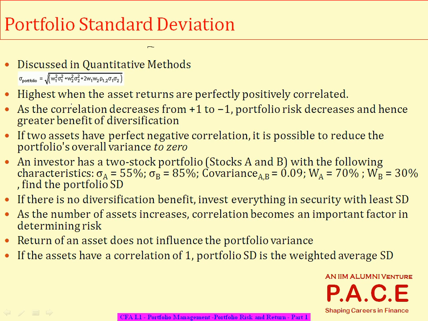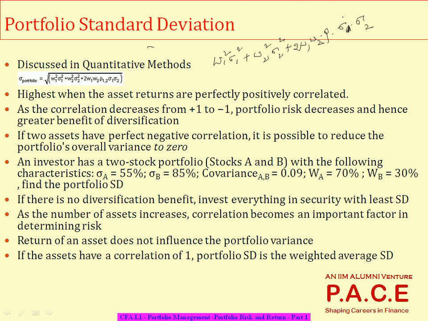W1 squared sigma 1 squared, right? Let me write it. W1 squared sigma 1 squared plus W2 squared sigma 2 squared plus 2 W1 W2 covariance. I can write covariance as correlation into standard deviation of 1 into standard deviation of 2, because correlation is nothing but covariance by standard deviation of 1 into standard deviation of 2.